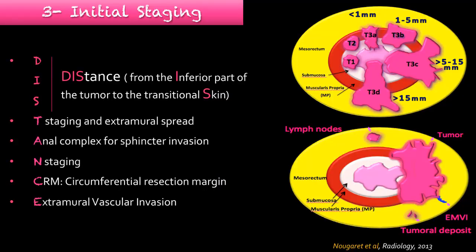So what about now the staging of rectal cancer? And for that I will talk about my little mnemonic to assess all the key findings to select patients for good or poor prognosis. So it's D for the distance from the inferior part of the tumor to the transitional skin, the T for the T staging, the A for the anal complex, the N for the N staging, the C for the circumferential resection margin, and the E for the extravascular mural invasion.